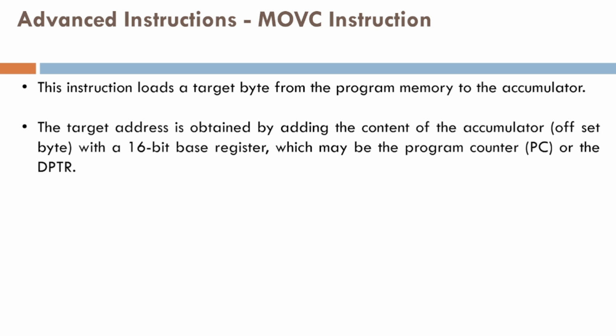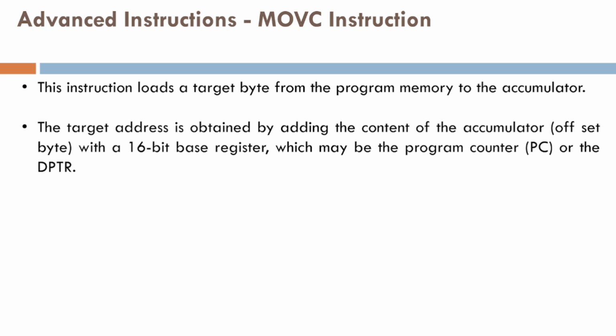To find the target address, we add the content of the accumulator to a 16-bit base register, which may be the program counter or the data pointer register. So we have to be very careful that there is a target byte that we have to get from the program memory. Please remember, we are fetching the target byte from the program memory and loading that into the accumulator.